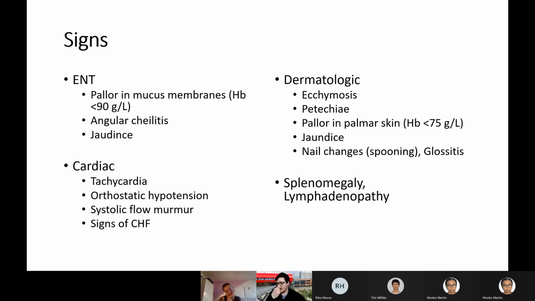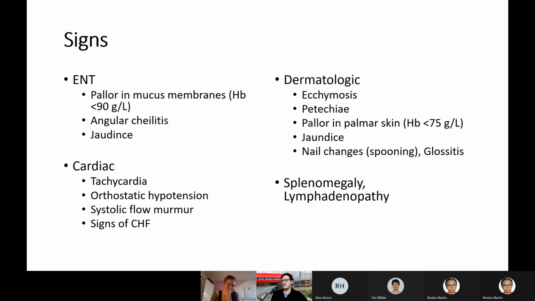Cardiac, later on, if the patient doesn't treat his anemia or if the anemia gets worse, they might have tachycardia, and it might be associated with orthostatic hypotension. Do you guys know in third year what orthostatic hypotension is? Yeah, we did it in physiology. Nice.